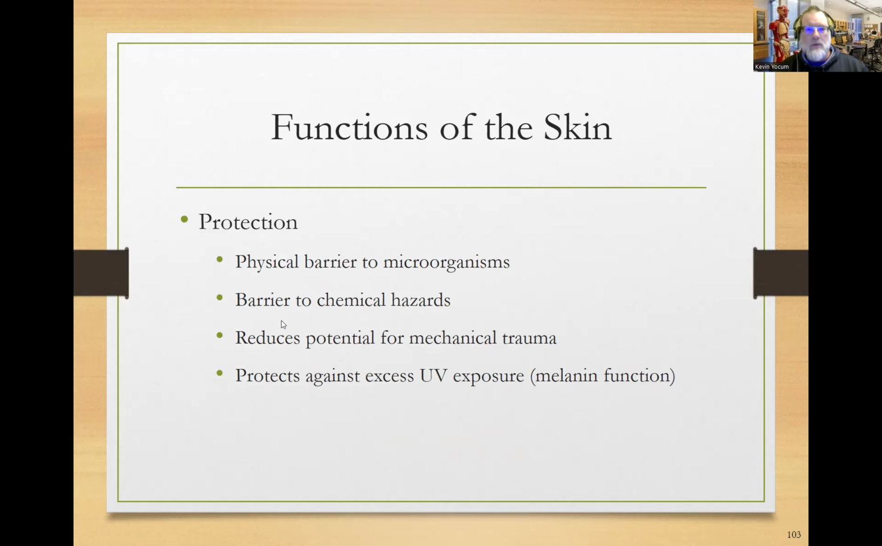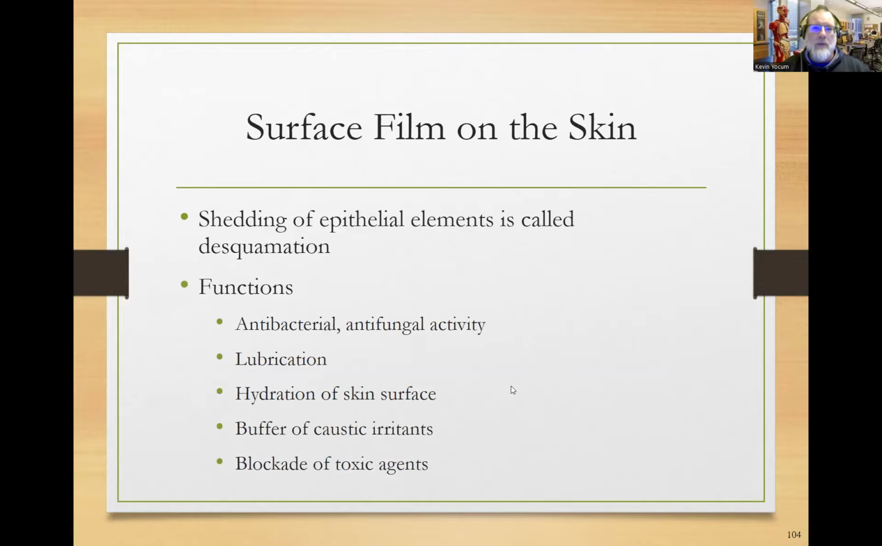What do you need skin for? Primarily protection: barriers against the environment, microorganisms, chemical hazards, mechanical trauma, and UV exposure. There's a little bit of a surface film on the skin. We're constantly shedding the epidermis, which is called desquamation, because these are squamous cells. They're flat and multi-layered, so stratified squamous. Simple we only really find in the alveoli, but we have all these stratified squamous skin cells.